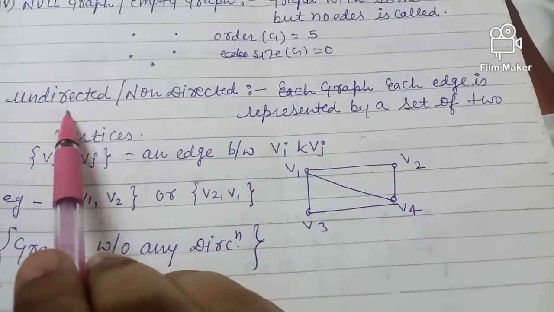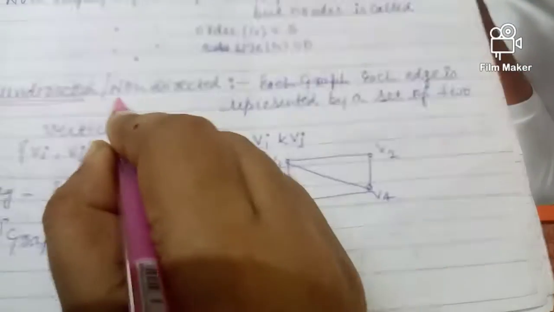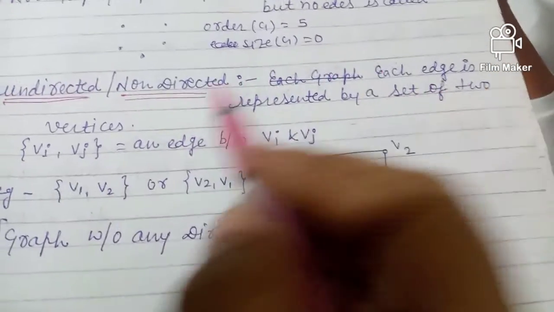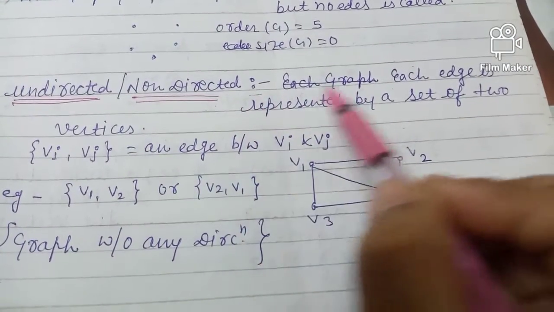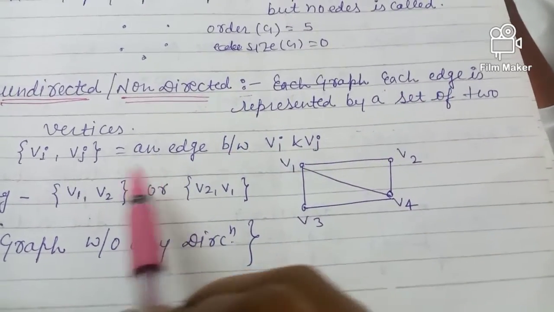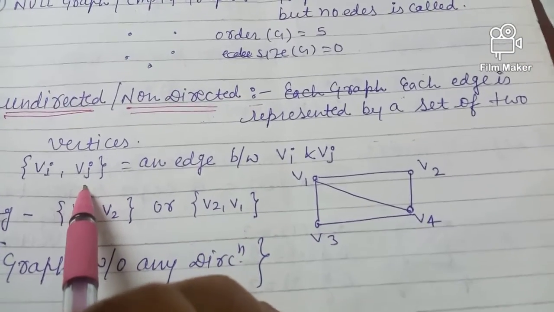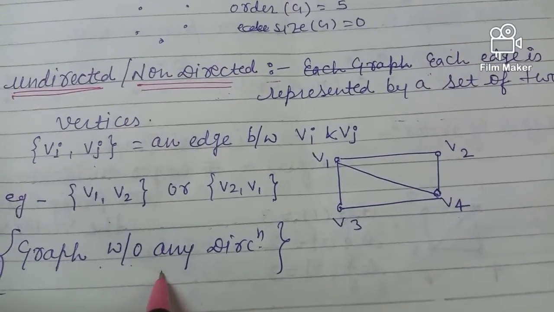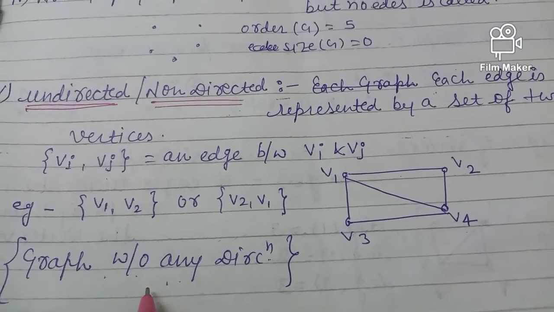The second graph is the undirected graph, or non-directed graph. As the name suggests, it doesn't have any direction. We can see here the definition: each edge is represented by a set of two vertices vi and vj. A graph without any directions is called an undirected or non-directed graph.